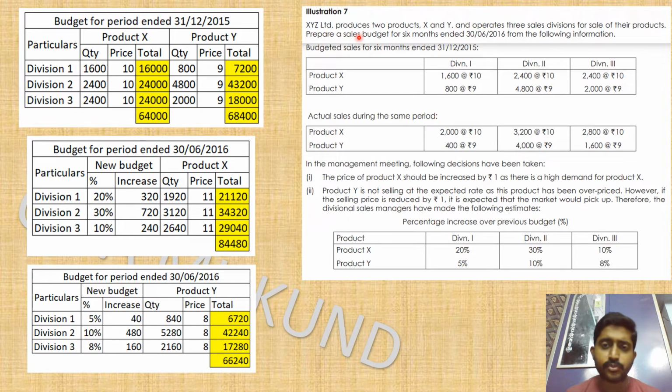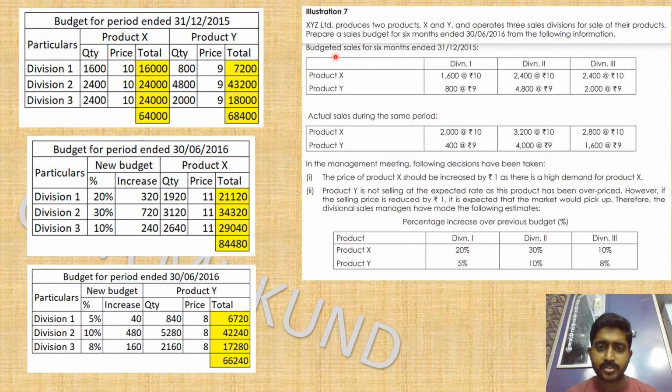XYZ Limited produces two products X and Y and operates three sales divisions for the sales of their products. Prepare a sales budget for 6 months ended June 2016 from the following information. Okay, so we have to do the sales budgeting, and some information is given for us.